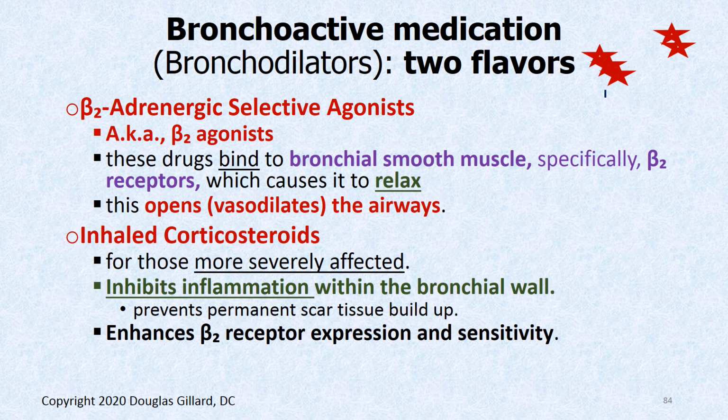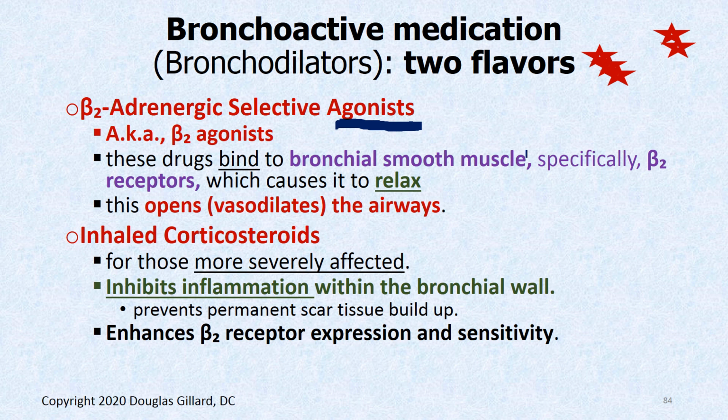We've got to talk about some bronchoactive medications, like the bronchodilators. There are two flavors. There's the beta-2 adrenergic selective agonists. Watch out. I love to trick you by putting an antagonist versus agonist in here. These are agonists, so they're going to stimulate an effect. They're not antagonists or blockers. Agonists make something work at agony, because it has to work, right? So the beta-2 agonists are involved here.